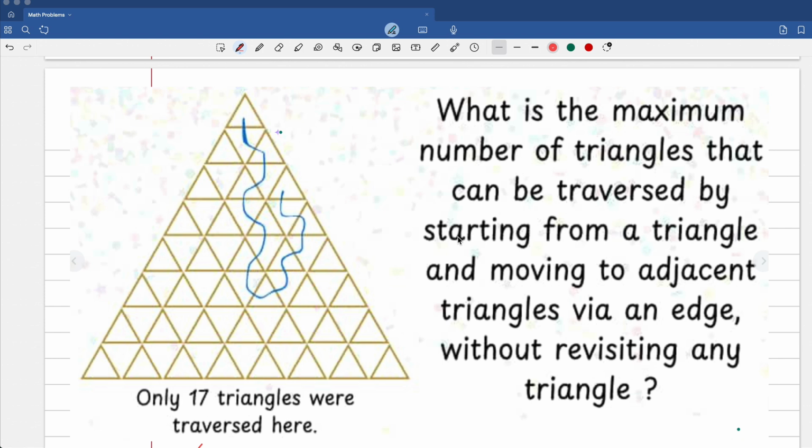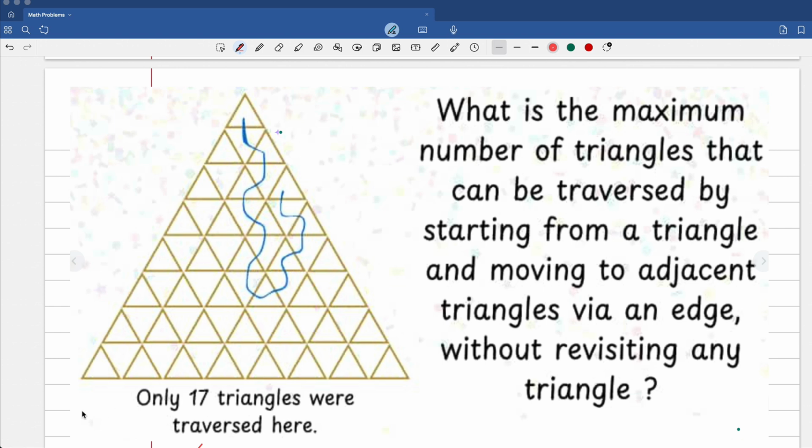Today's problem is about a triangular grid. As you can see, there's a huge grid, and the question is what's the maximum number of triangles that can be traversed starting from a triangle and moving to adjacent triangles via an edge without revisiting any triangle.